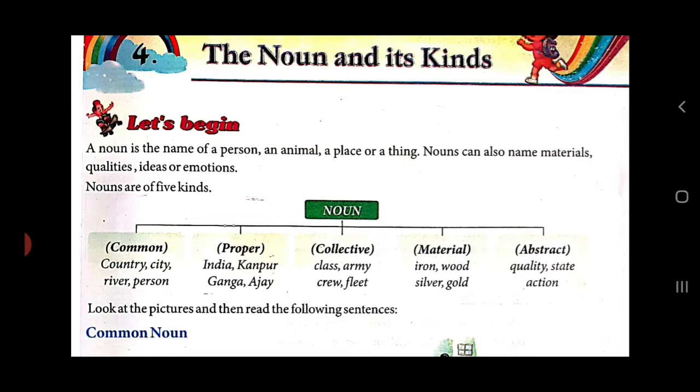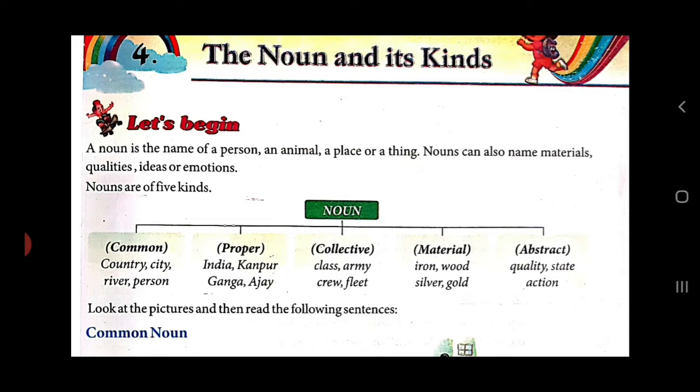If I am talking about any particular country, any particular city, any particular river, or any particular person, then it falls under proper noun. For example, under proper noun, see the examples given over there: India, Kanpur, Ganga, Ajay. Here, talking about India, I am talking about a particular country, so that falls under proper noun. If I simply say country, then it will come under common noun.